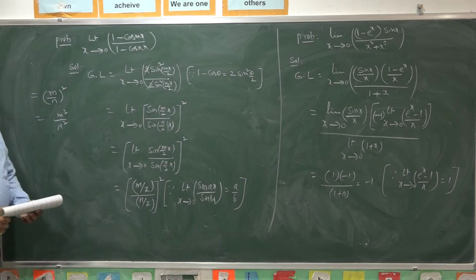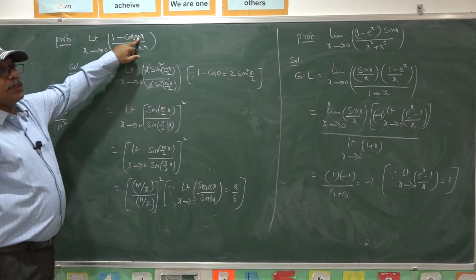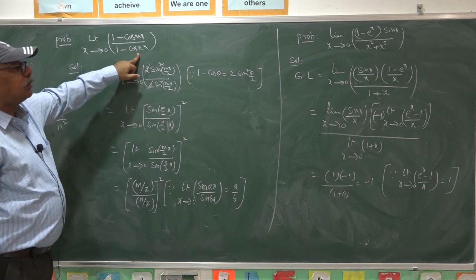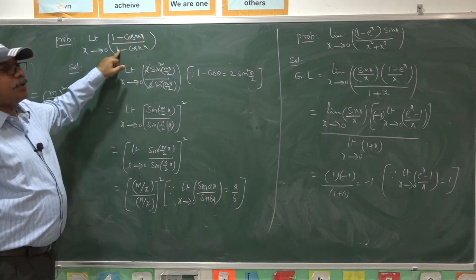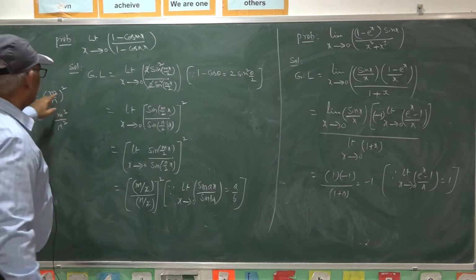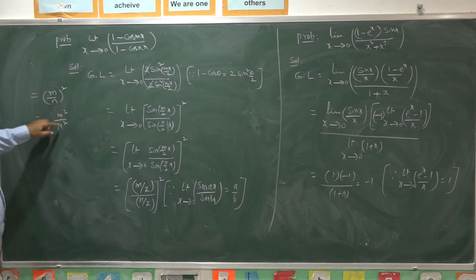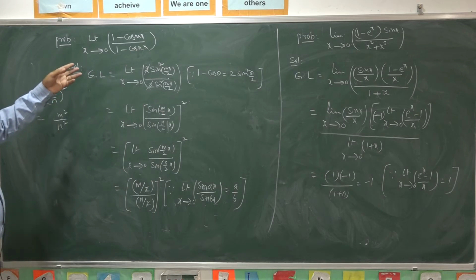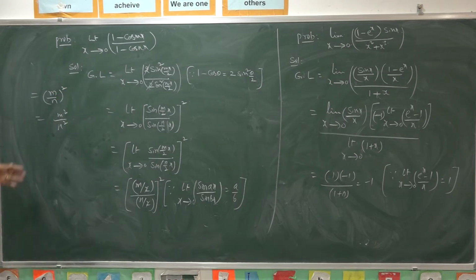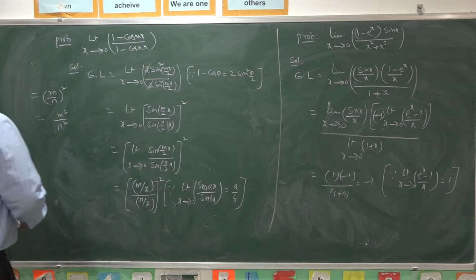You can use this problem as a formula also. Suppose m is given 3 and n is given 5: 1 minus cos 3x by 1 minus cos 5x. Clearly that is 3 square by 5 square. So, like that, by taking certain values say m and n being natural numbers, you can apply that problem as a formula, and you can evaluate the limit.